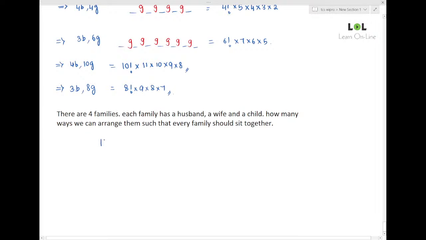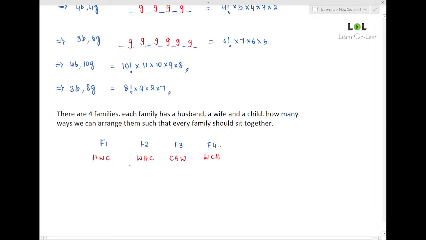Observe. Let me call them family 1, family 2, family 3, and family 4. Now what is happening? There is a husband, wife, and a child. Here I can write it as wife, husband, child, child, husband, wife, wife, child, husband. Different. Now we have to make them sit in such a way that every family should sit together. Now, first family can go to the fourth place, fourth family can go to second place, second family can come to third place, third family can go to the first place. The entire family can interchange, but the family members should always sit together.